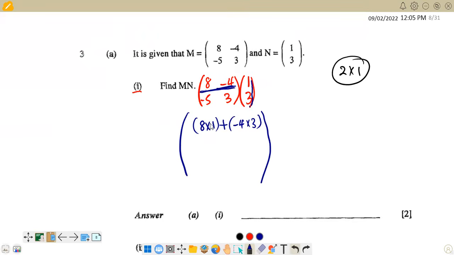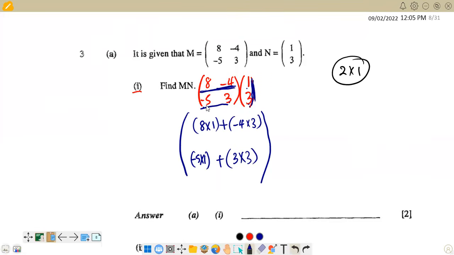We move down. We have got this row and the same column that we used before. So it's going to be -5 times 1, which is -5. Let me just try to shift this side. So it's going to be -5 times 1. Whatever we get, we multiply 3 and 3. So it's going to be plus 3 times 3. We add these two. That is what you're going to have.